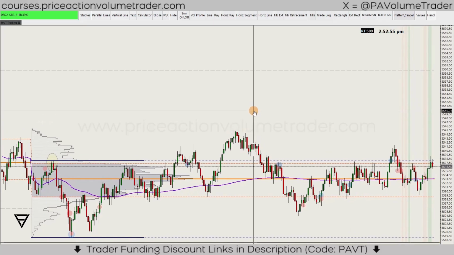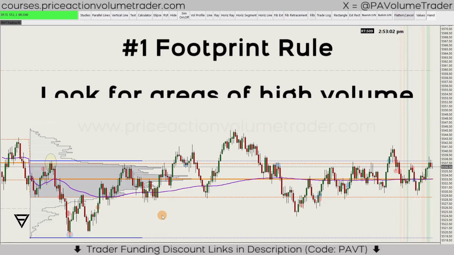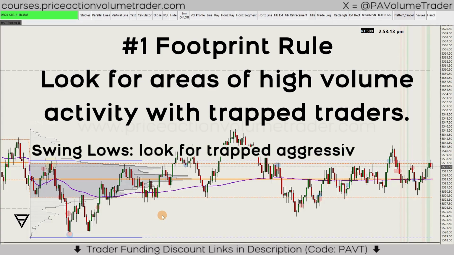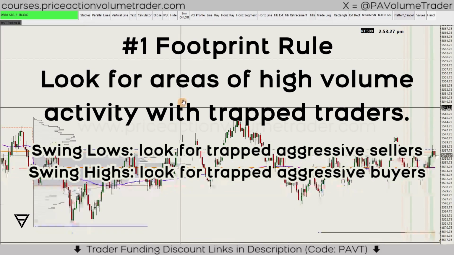So the number one rule that we're going to look for when it comes to footprint chart trading is look for areas of high volume activity with trapped traders. Okay, so more specifically, we're going to be looking around swing lows. We're going to want to see trapped aggressive sellers, and around swing highs, we're going to look for trapped aggressive buyers. Okay, and what do we mean by that?